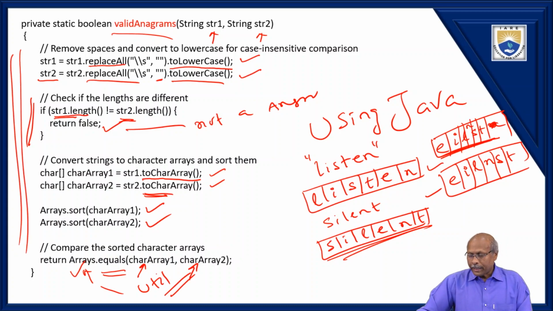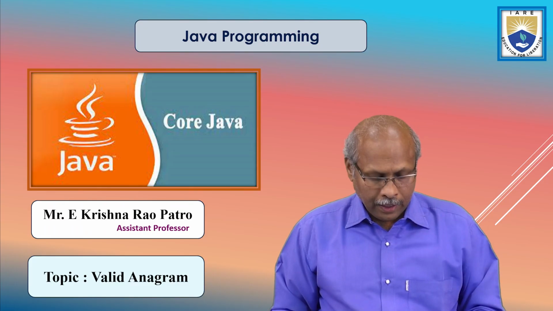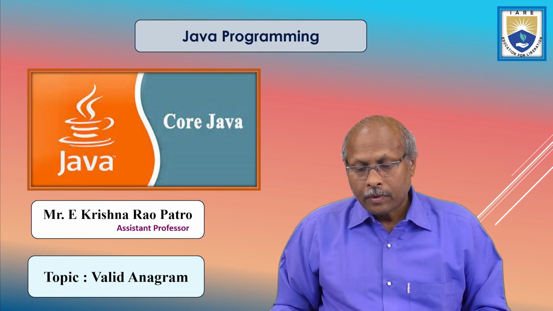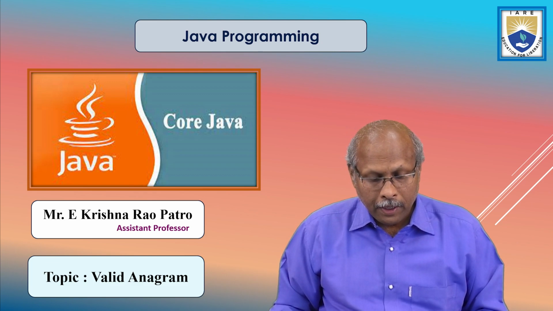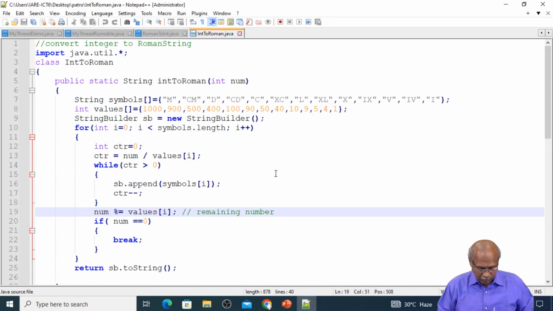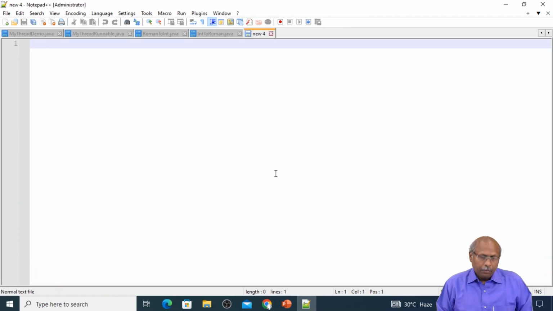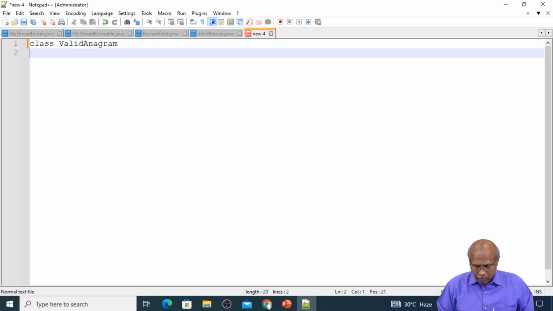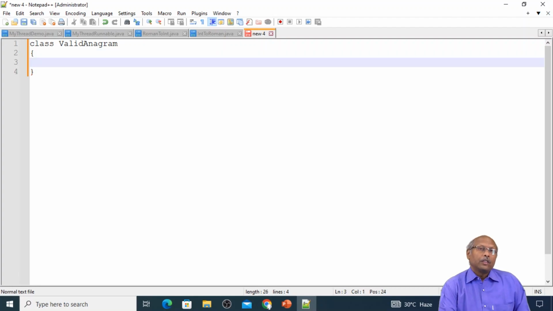Now we'll write a program for this. Let us have a small program. How will you read and how will you call? Because it is a Java program, we will start with the class keyword, class ValidAnagram. I will write the name class ValidAnagram. So this is the name of the class. What is the name of the class? ValidAnagram, because this class is going to check whether the given two strings are anagrams or not.